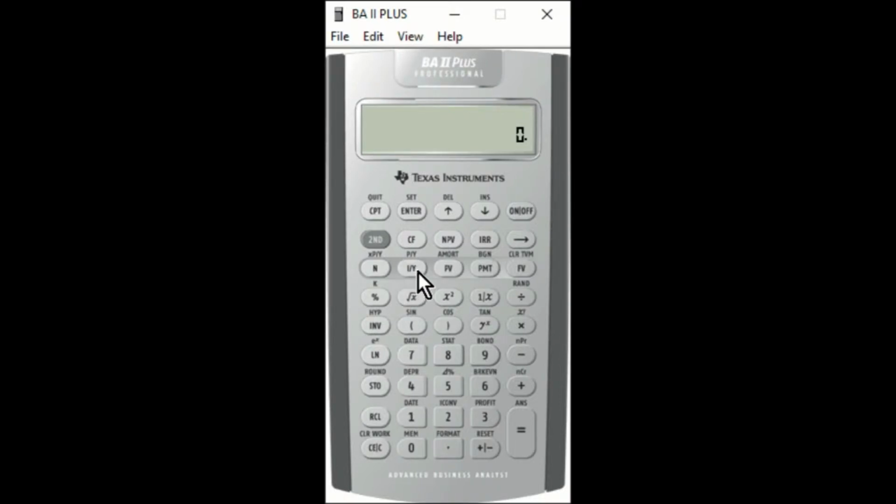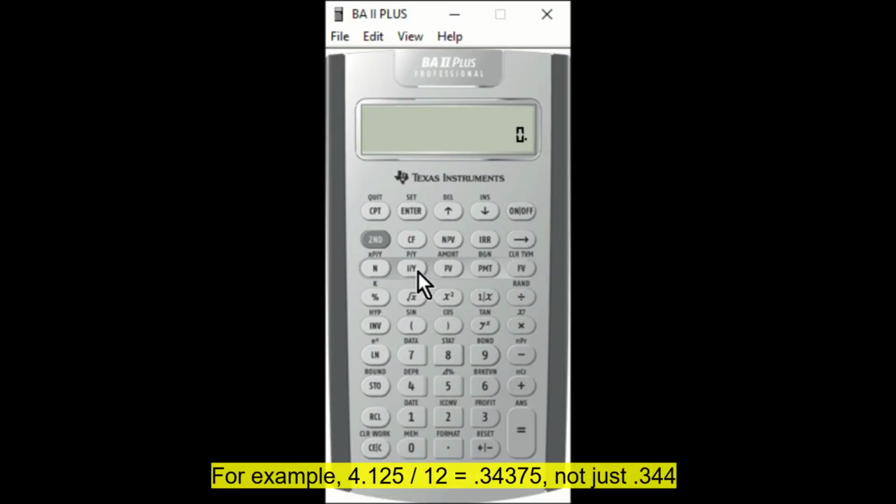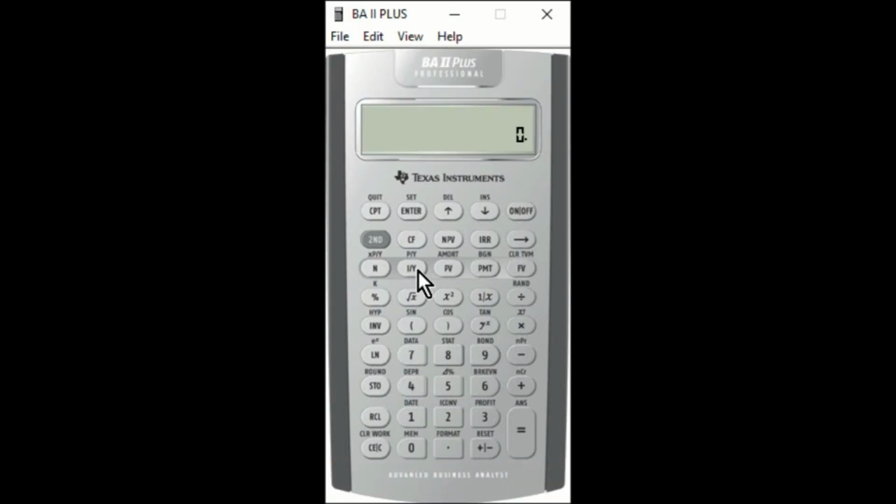I will tell you this, if you divide the interest rate by 12, you must not round, because if you round, you may be a penny or two off, and the way the exams are set up, there's no tolerance for an error like that. Again, if you've not learned this before, please disregard what I just said.